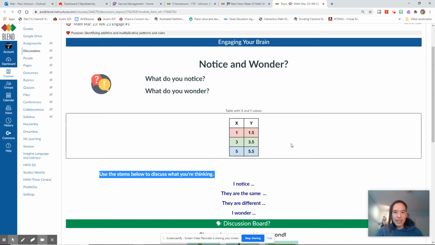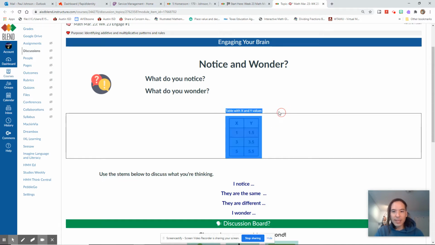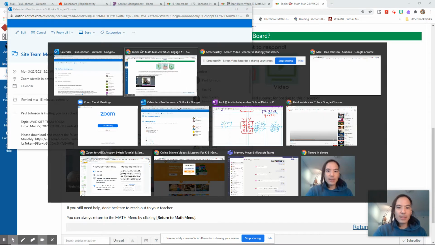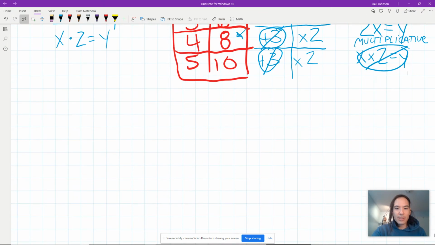All right, so we're going to take a look at this table. It's a table with X and Y values, is what they've labeled. And they're going to say, what do you notice? What do you wonder? So really, let's find a pattern. What we should be doing for this one is let's find our pattern. Remember, all tables have patterns. So let's go ahead and take a look at patterns.